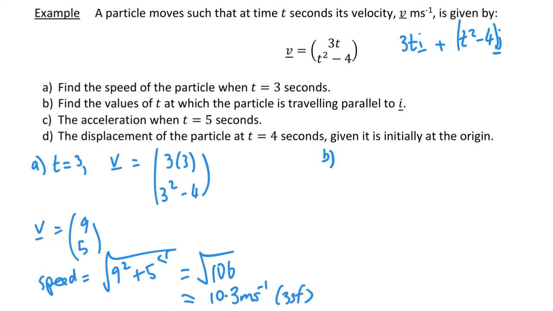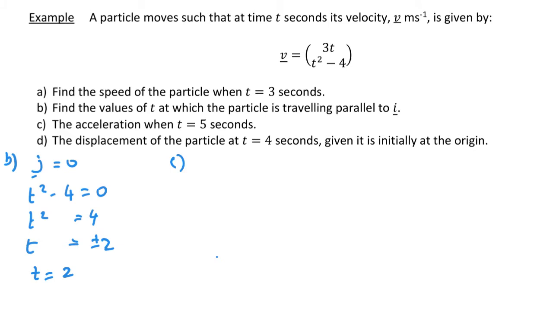Part B, find the values of t for which the particle is travelling parallel to i. So if it's travelling parallel to i, then the j component is 0. So we want j to equal 0. So that's going to occur whenever t squared minus 4 is 0. So t squared is going to equal 4. So t is going to be the square root of 4, so plus or minus 2. But of course we can't have a negative time, so t must be 2.